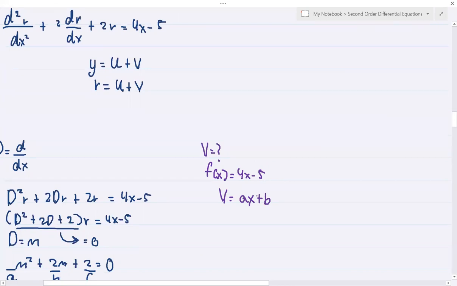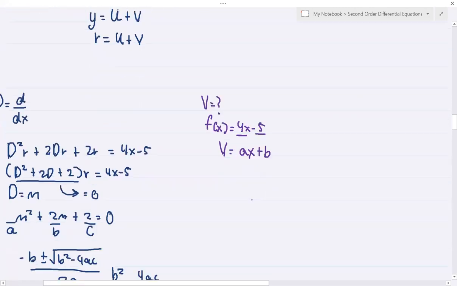Again, how did I get ax plus b? I just copied the format of your function. We have 4x minus 5, so my v will be ax plus b. I just copied the format, but I changed the numbers into letters, from 4 to a and from -5 to b.